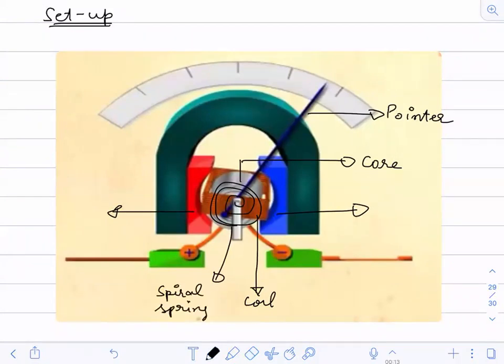If anybody is not able to understand what a spiral spring is or how it looks, these springs are there in toys. It is there in wrist watches. If anybody has seen the machinery inside a watch, you would have seen a small spring like this. That is a spiral spring.